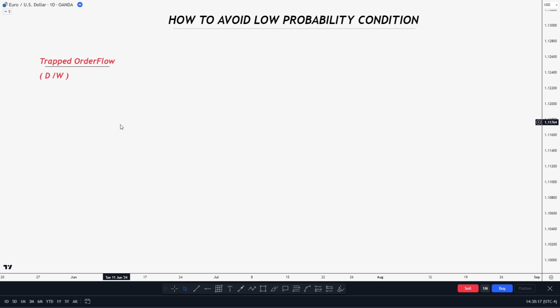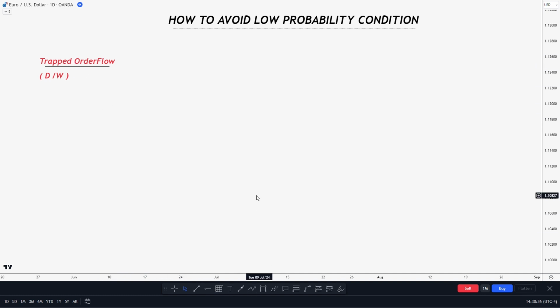Of course, if you scalp and your higher time frame is, let's say, 4 hour or 1 hour, you can apply this same thing. But for me, my higher time frame is daily and weekly, so that's what I'm going to discuss in this video. So what is trapped order flow?